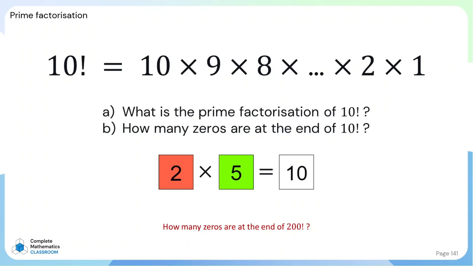The factorial of a number is the product of all the integers between 1 and the number itself. So here you can see 10 factorial is equal to 10 times 9 times 8 all the way down to 1. What is the prime factorisation of 10 factorial, and how many zeros would be at the end of it? And if you can do that, what about extending to larger numbers? How many zeros would be at the end of, say, 200 factorial? And how can you work it out?